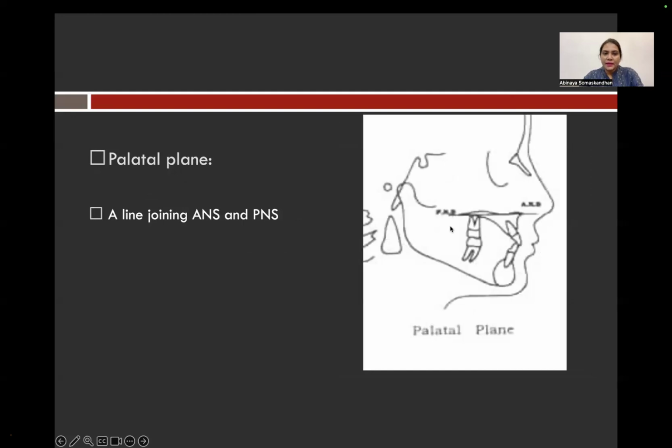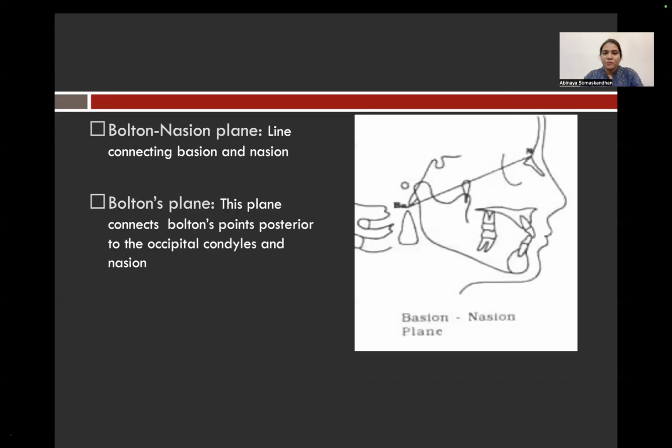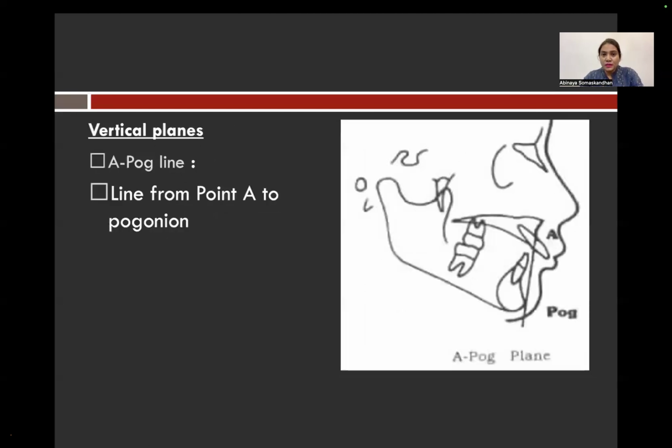Next is the palatal plane. This is just a line connecting the ANS and the PNS. Coming to the Basion-Nasion plane. This is a line connecting the Basion and the Nasion. Coming to the Bolton's plane, this plane connects the Bolton's point, which is posterior to the occipital condyles, and the Nasion. So that is with the horizontal planes.